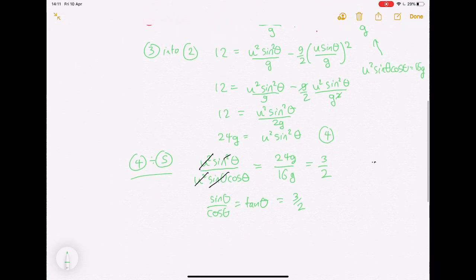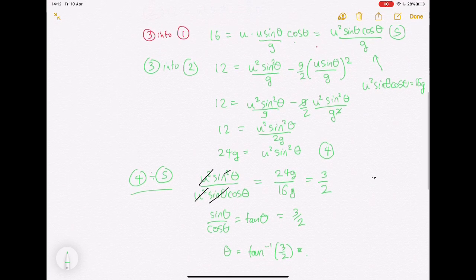So theta is tan inverse of 3 over 2, and it's going to be the principal value of that because we know theta is an acute angle. Whatever that is going to be, that is the angle of projection. We've not quite finished, because we also now need to find u. So what do we know about u?